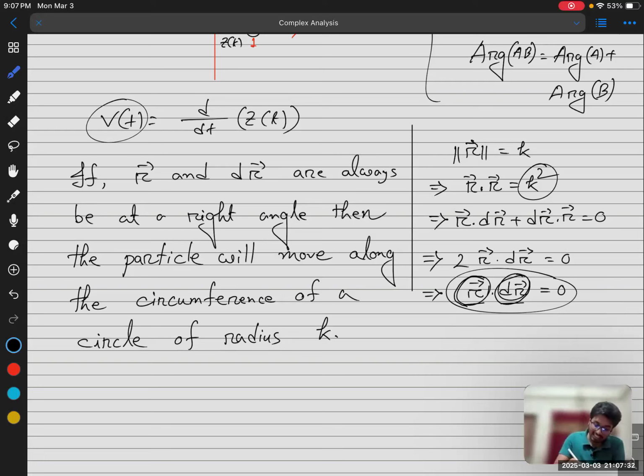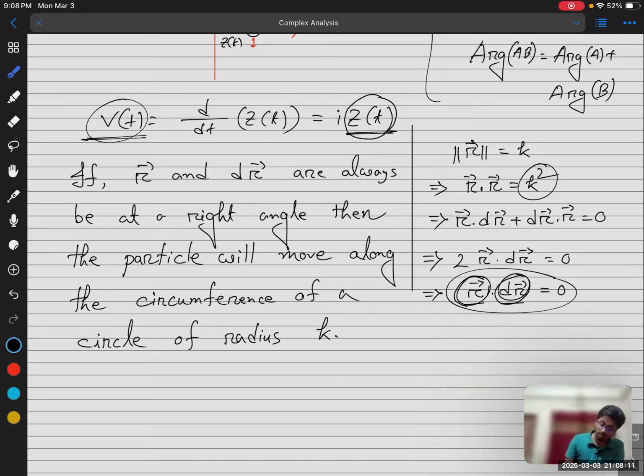v of t is equal to d dt of z of t, and d dt of z of t is basically i times z of t. So if we are considering z of t as a complex number, then v of t is basically i times z of t, and as we are multiplying a complex number with i, it will rotate the position vector by 90 degrees. So from here we can see that if z of t is e to the power it, then v of t and z of t are going to be perpendicular every time for all t.